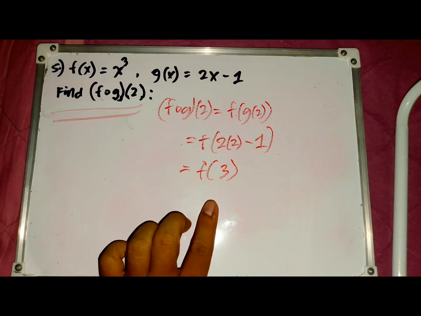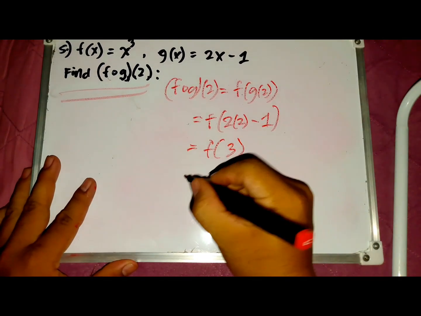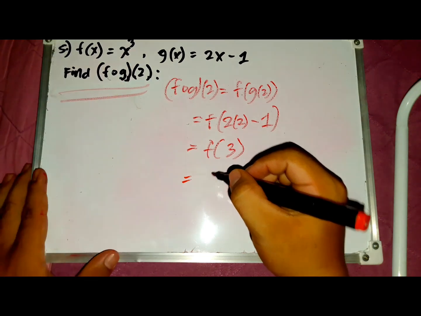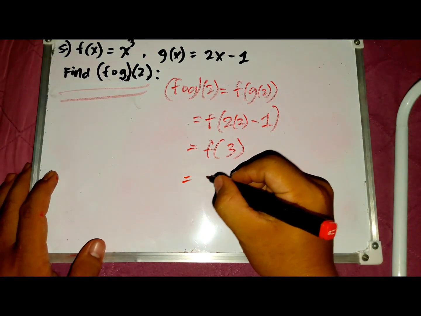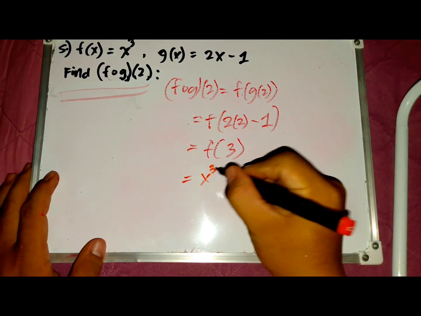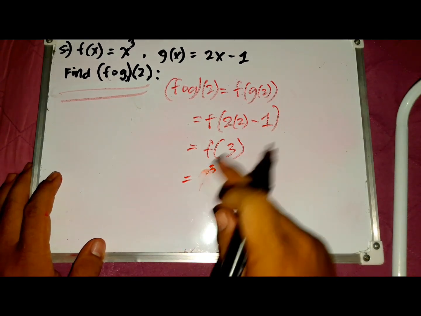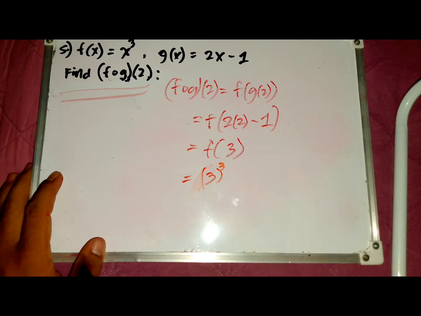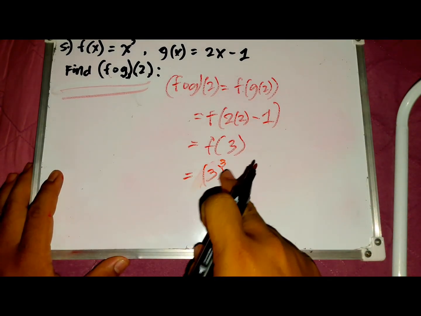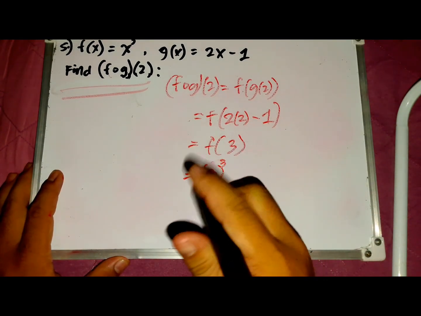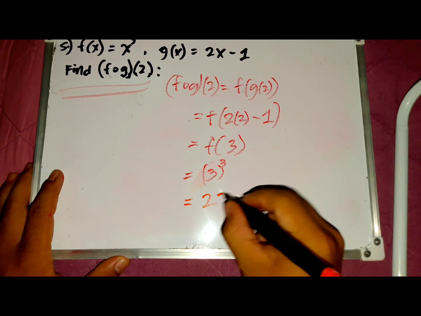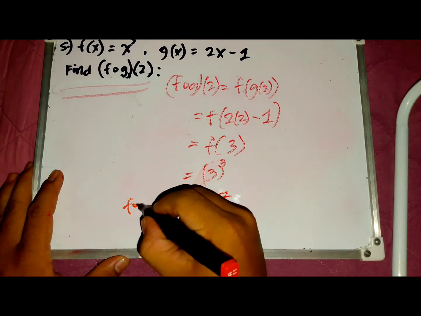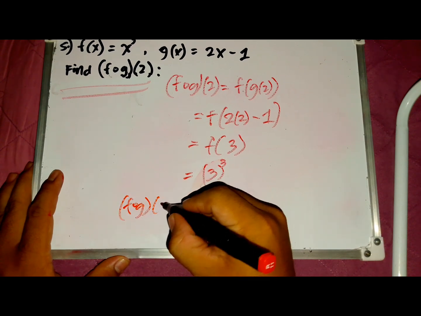Then we substitute again. f of x is x cubed. So instead of x, we put 3, so it changes into 3 cubed. Simplify: 3 times 3 times 3 is equal to 27. So that is the value of f composed of g of 2.